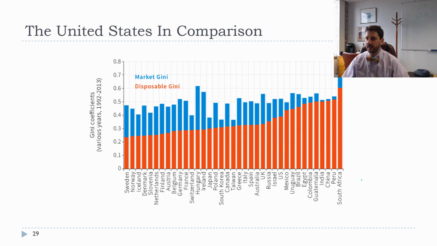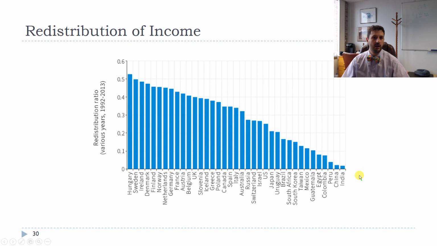So we can look at how countries decide to redistribute income, right? We said Hungary does the most, but then there are countries that you would expect: Sweden, Denmark, Finland, and Ireland is there. And then countries that do the least tend to be poorer.